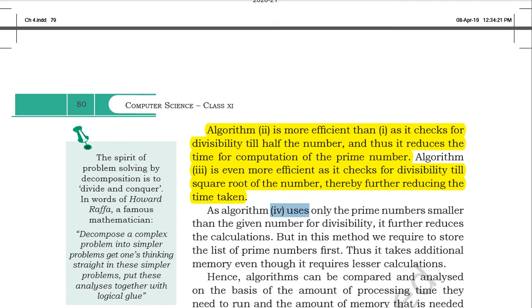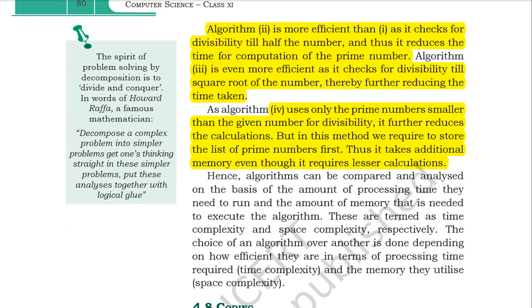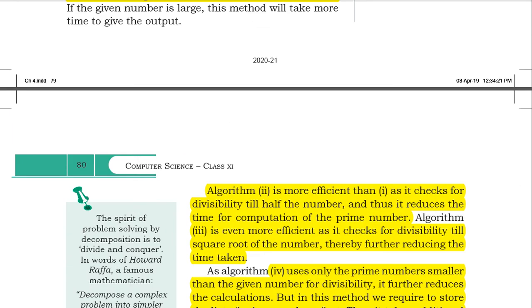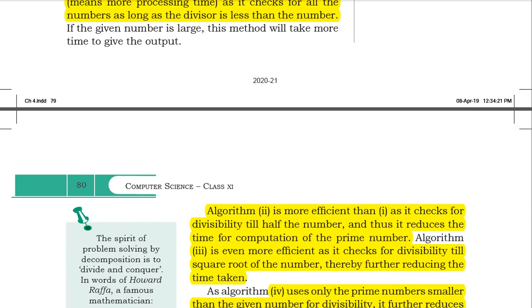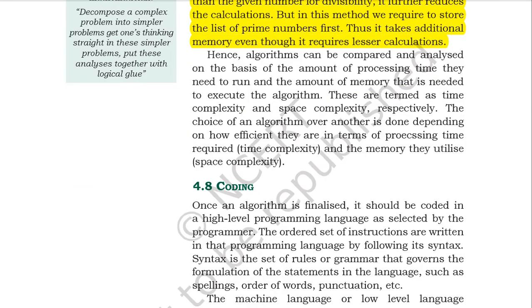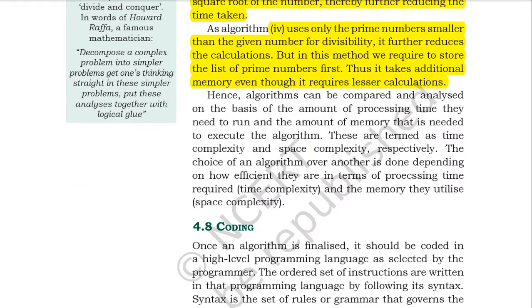And algorithm 4 uses only the prime numbers smaller than the given number for divisibility. It further reduces the calculation, but in this method we need to store the list of prime numbers first. Thus it takes additional memory even though it requires fewer calculations. So these are the studies of the algorithms. There are four algorithms here, and we have to study them properly to decide which is appropriate for calculation.